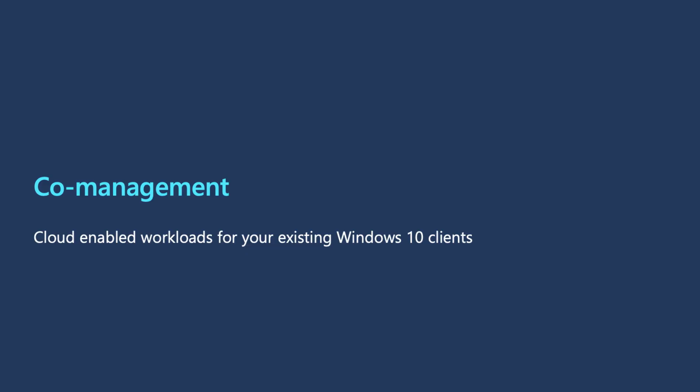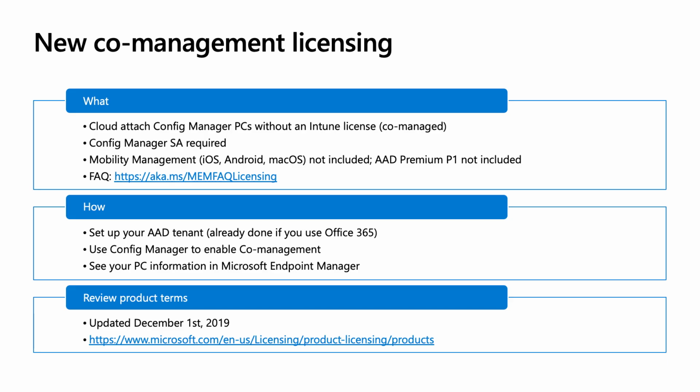Another way to cloud attach is through co-management. Co-management is the co-engineering of the Config Manager and Intune products to allow your organization to leverage cloud workloads on your Windows 10 estate, whilst continuing to leverage the existing investment that you have in Configuration Manager today. And last year, we announced simplified licensing for co-management. And to paraphrase, if you have a valid and current Configuration Manager license, you can enroll your existing Configuration Manager managed devices into Intune without the need for purchasing a new separate Intune license.